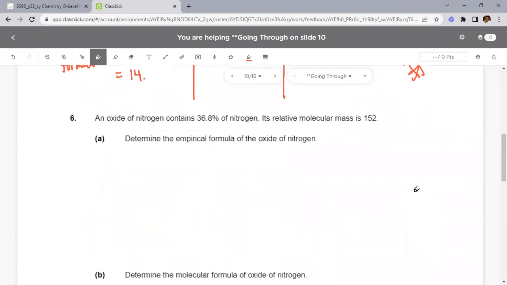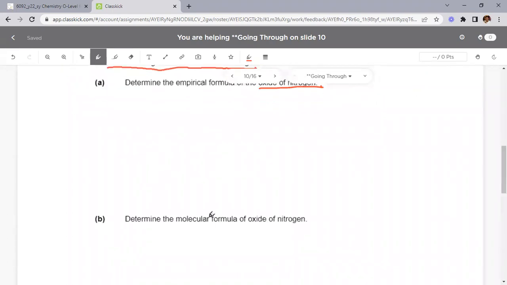So the last question here is really for you all to try out. I just need you to take note: an oxide of nitrogen contains 3.68% of nitrogen. You realize the oxide of nitrogen contains nitrogen, so what happened to the rest of the percentage? This is where you need to find out how much oxygen there is in terms of percentage. Do the empirical formula to find the oxide of nitrogen, then you can find the molecular formula of the oxide of nitrogen.